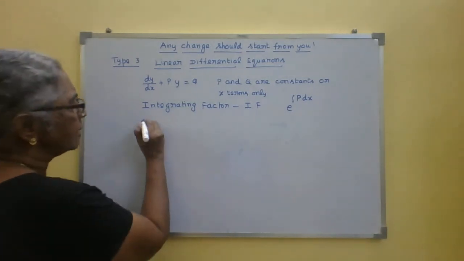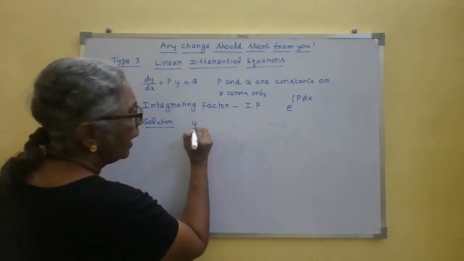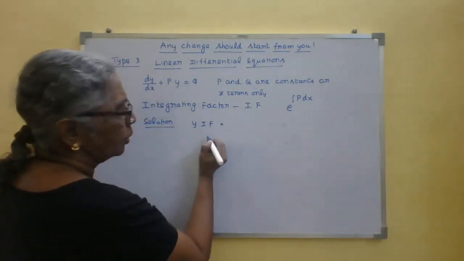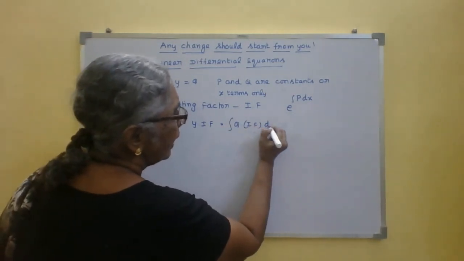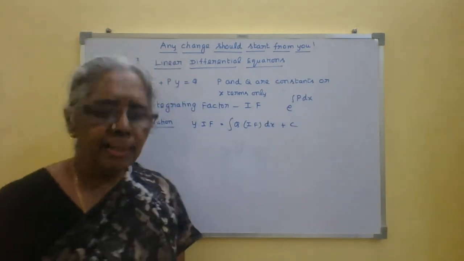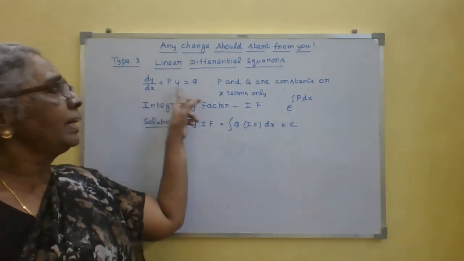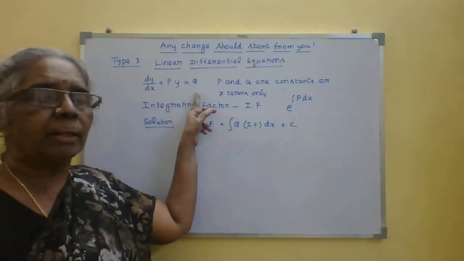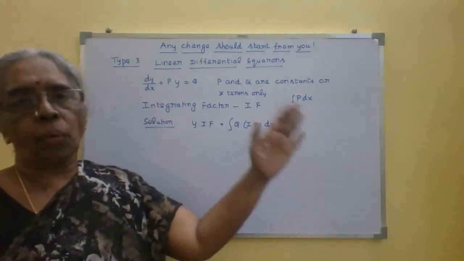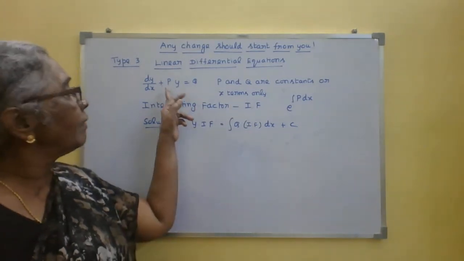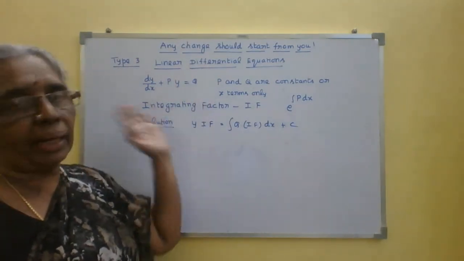Then step 2 is you will write the solution as y into IF is equal to integral q into IF dx plus c. These are the two main steps you have to remember. First the given differential equation should be of this format, otherwise you have to bring it to this format. There shouldn't be any coefficient before the dy by dx. Then check whether your p and q are constants or x terms. Then only we can apply this.